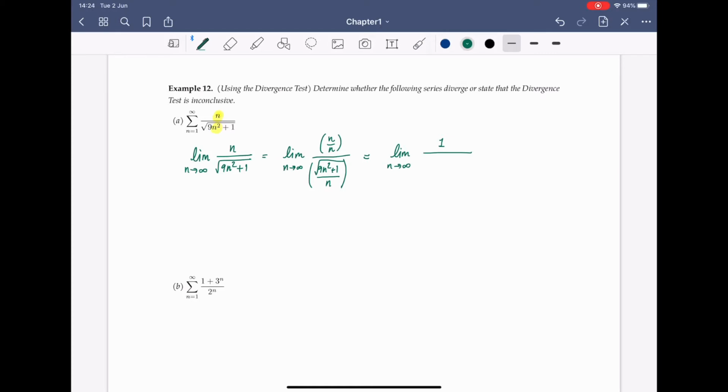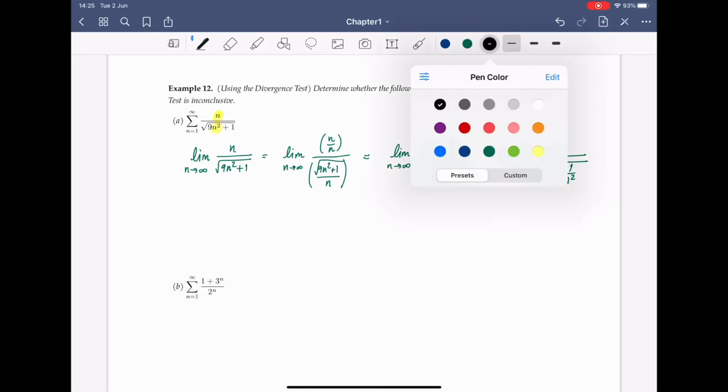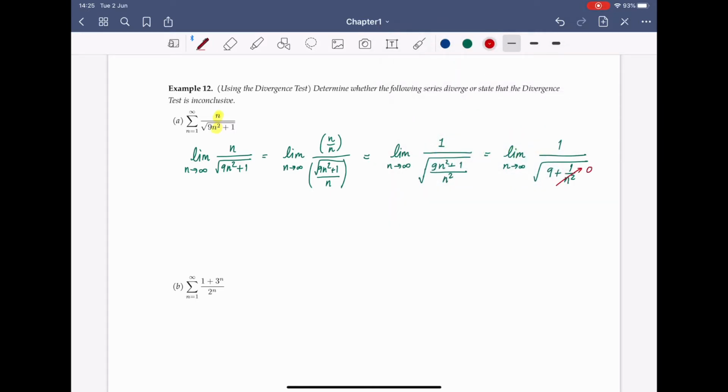On the top I have just 1. On the bottom I have the square root of 9n squared plus 1, and I sneak n into the square root, so I have over n squared there, because I put n inside the square root. Then I have the limit as n goes to infinity of 1 over the square root of 9 plus 1 over n squared. Now I can compute the limit easily because this term goes to 0 as n goes to infinity.